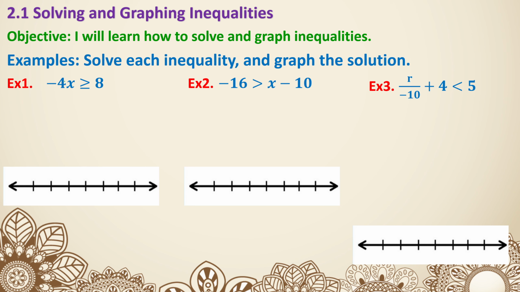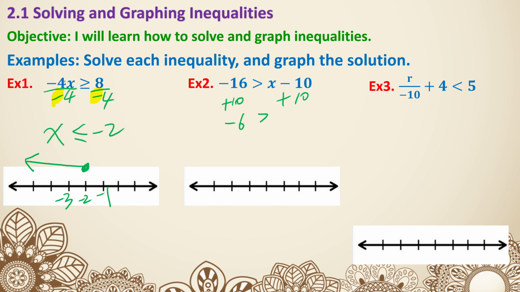First one, since it's -4 times x, we're going to divide both sides by -4. And since we are dividing by a negative number, we need to flip the sign the other way. x is less than or equal to -2. -3, -2, -1. Since it has an equal sign, so solid dot, and it's going to be pointing to the left. That's example 1.